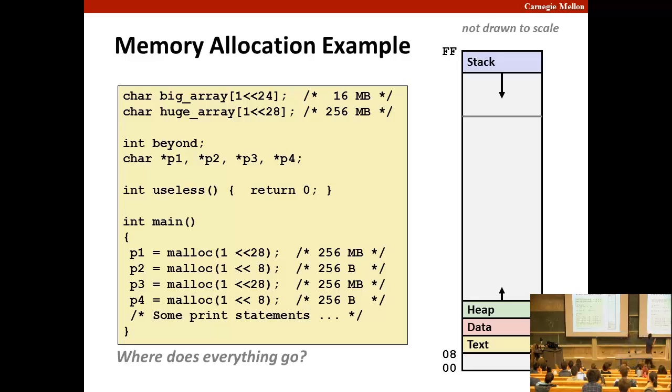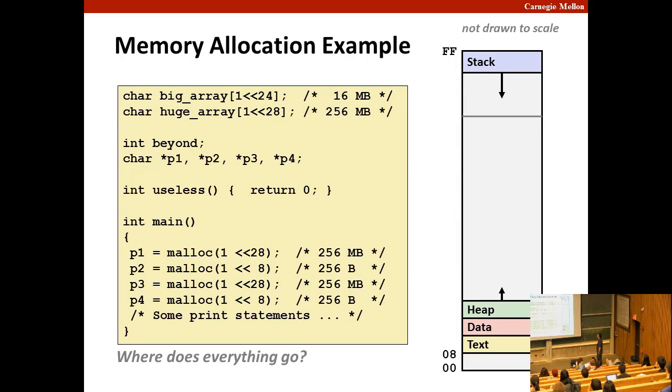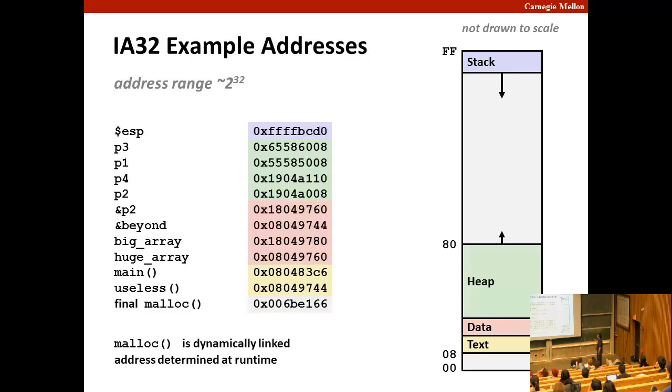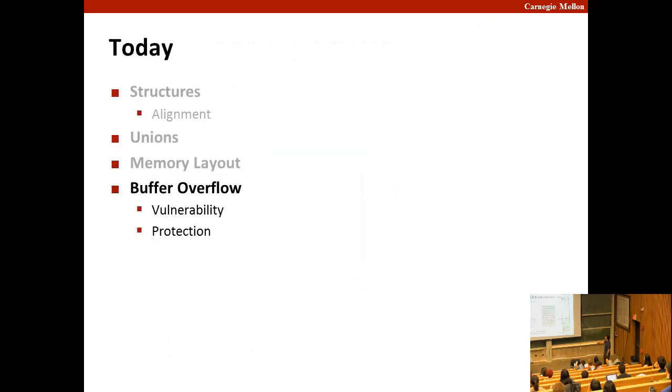Useless is a function, just like main is a function. So both of them live in the text area. We don't have any local variables, so we don't see anything in the stack. So the stack pointer points to the stack, obviously, but we can see everything else exactly as we just mentioned. The malloc function, it too is in the text area.